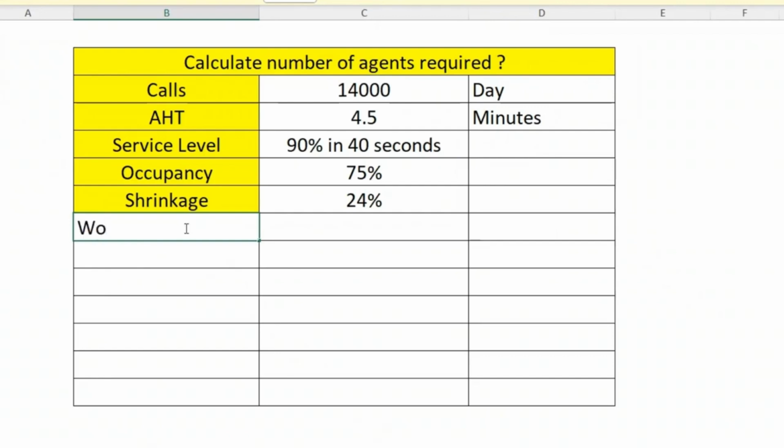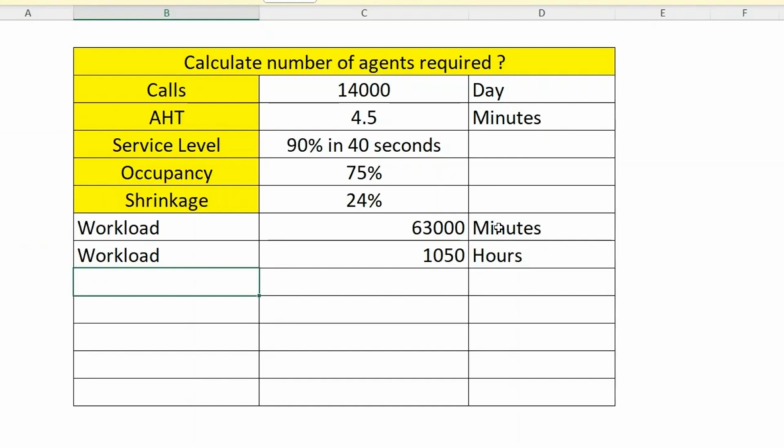So first, we can simply calculate workload. So the workload formula would be your calls multiplied by your AHT. So here we have calls 14,000 and AHT is 4.5. So that is 63,000. So that is in minutes. So we have to convert that into hours. So we can simply convert that into hours by having the workload divided by 60. So these are the number of hours we have in workload. So let me just put it down. So I hope that is clear till now.